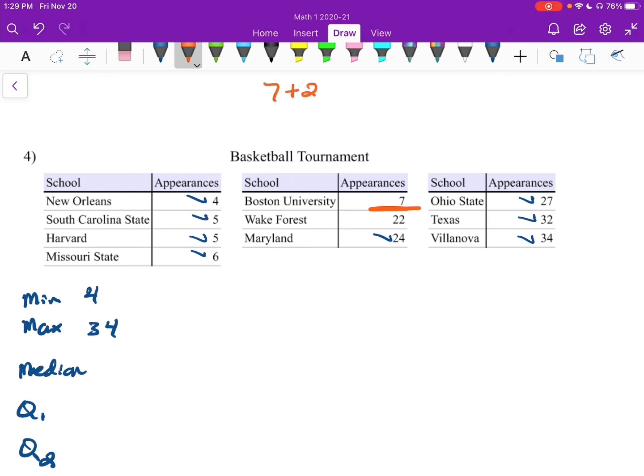So 7 plus 22 divided by 2: 7 plus 22 is 29, which is 14.5. So right here I have 14.5. All right. Now it's important that you notice what I did there. I tried to get my median, but it didn't come out to just one number. I had 2 left, so I had to average those 2 numbers.